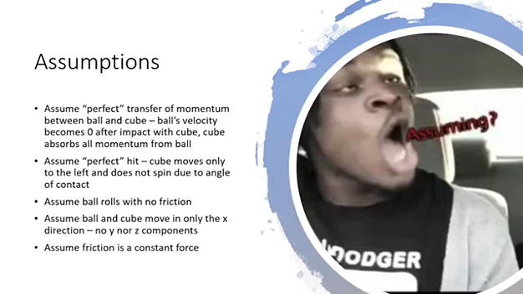To begin with, we will need to make a few simplifying assumptions. We will assume a perfect transfer of momentum between the ball and the cube, where the ball's velocity becomes 0 after impact with the cube, and the cube absorbs all the momentum from the ball. We will then assume a perfect hit, where the cube moves only to the left after impact and does not spin due to the angle of the collision.